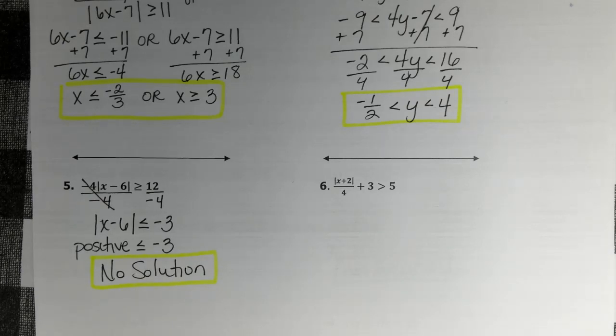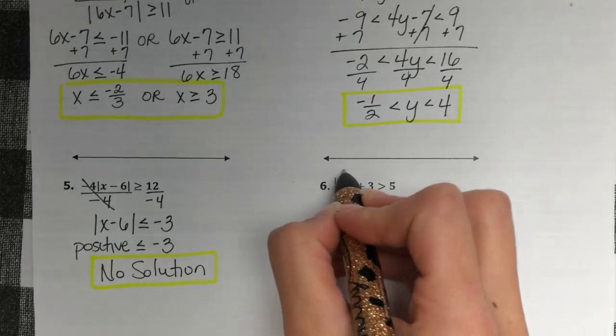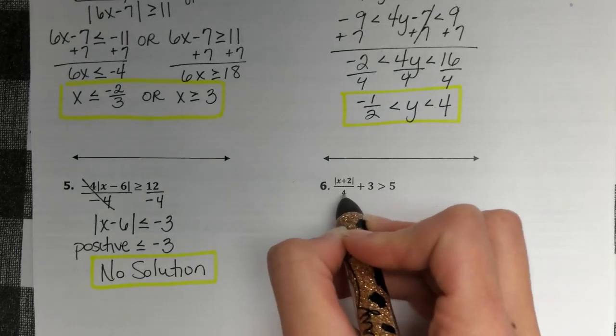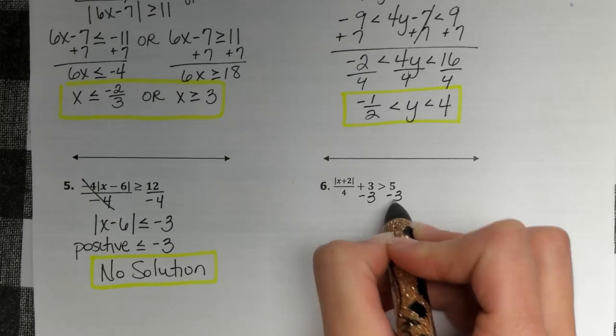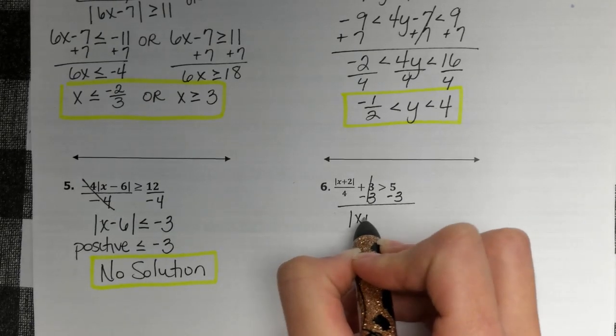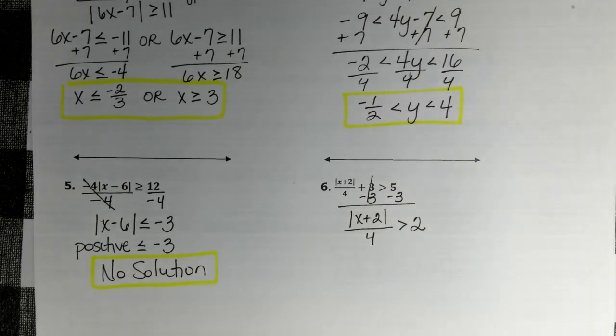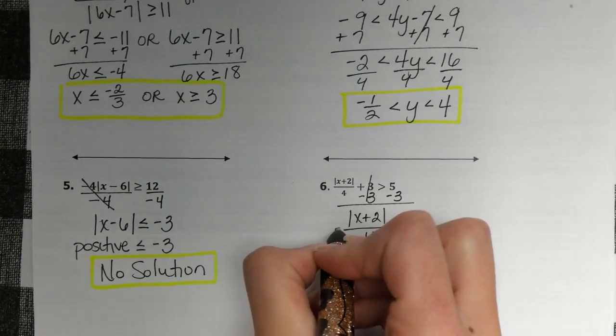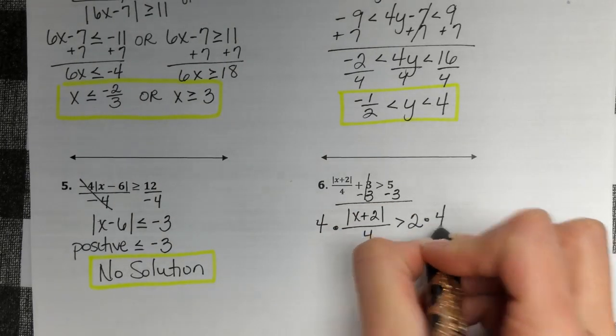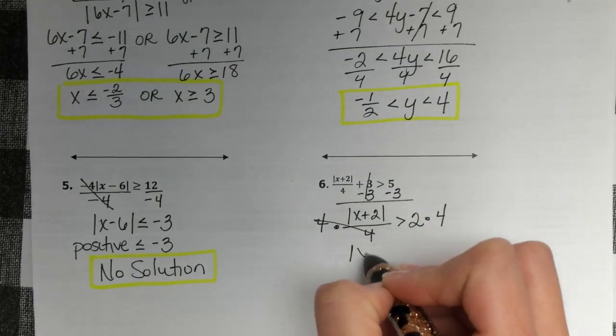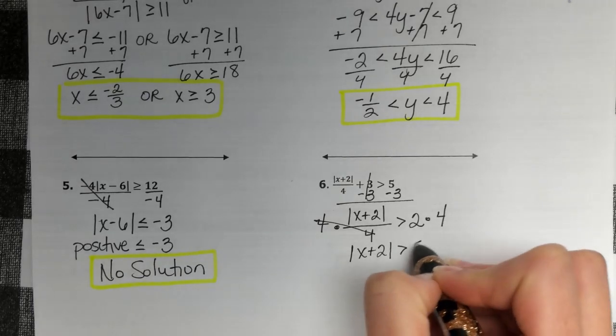Okay. So number 6, I've got the absolute value of x plus 2 over 4, plus 3, is greater than 5. Since the absolute value of x plus 2 over 4 is all one term, I'm going to subtract my 3. That's going to leave me with it being greater than 2. Now the absolute value is being divided by 4, so I'm going to multiply by 4. So the absolute value of x plus 2 is greater than 8.